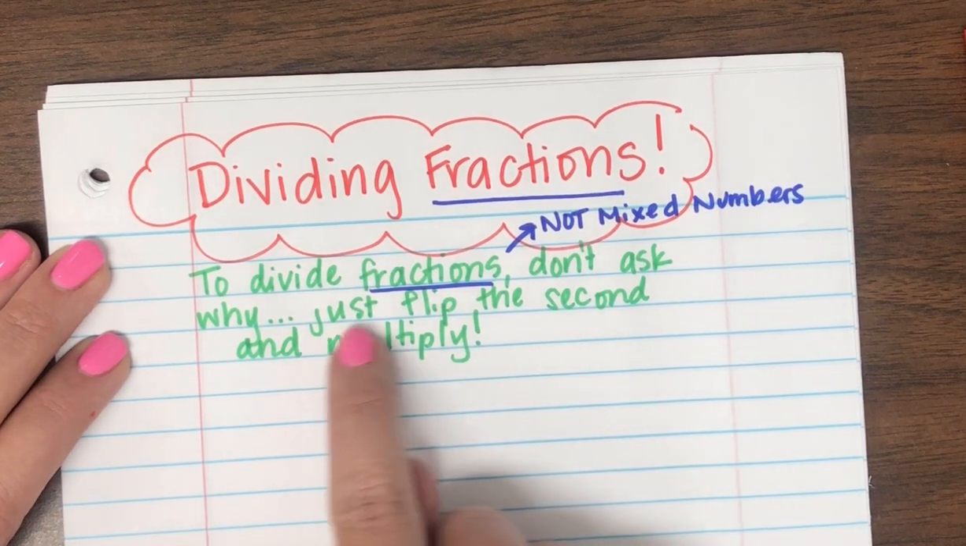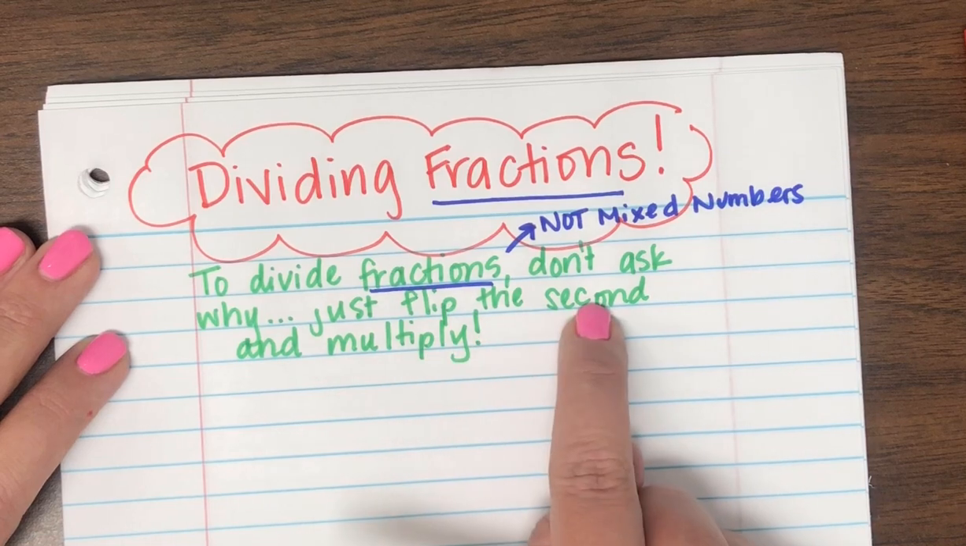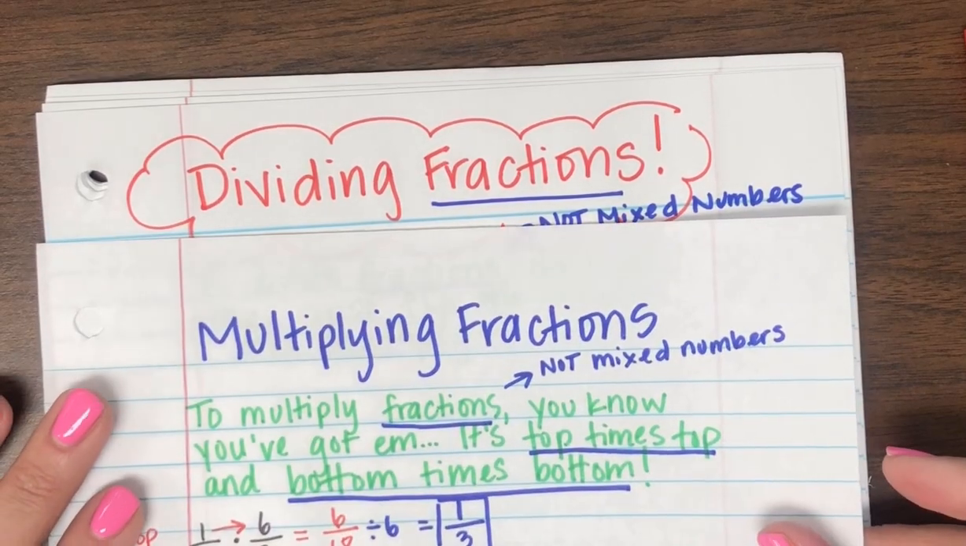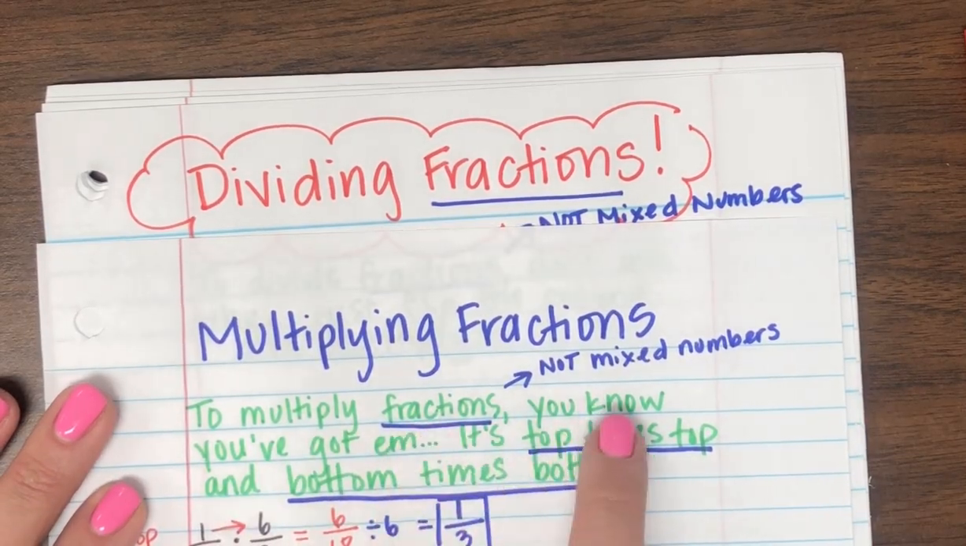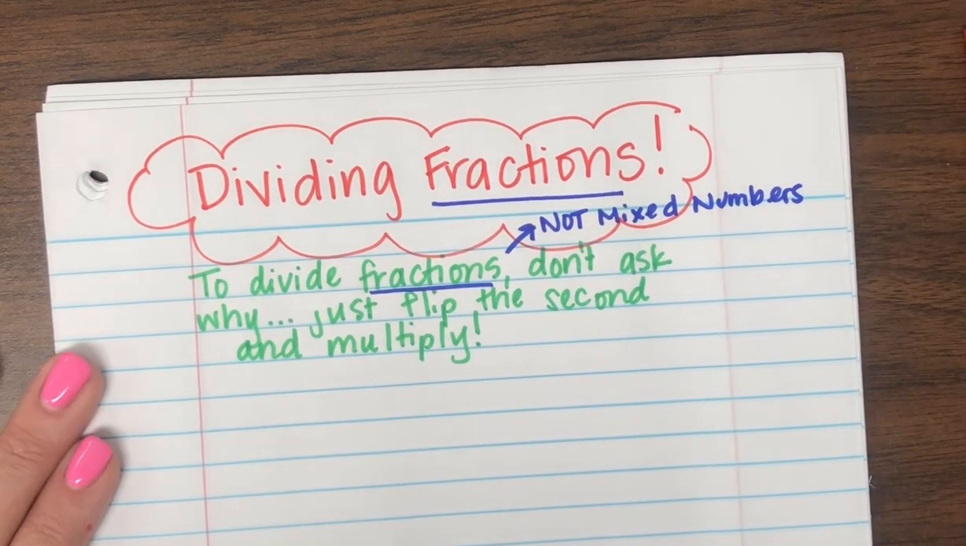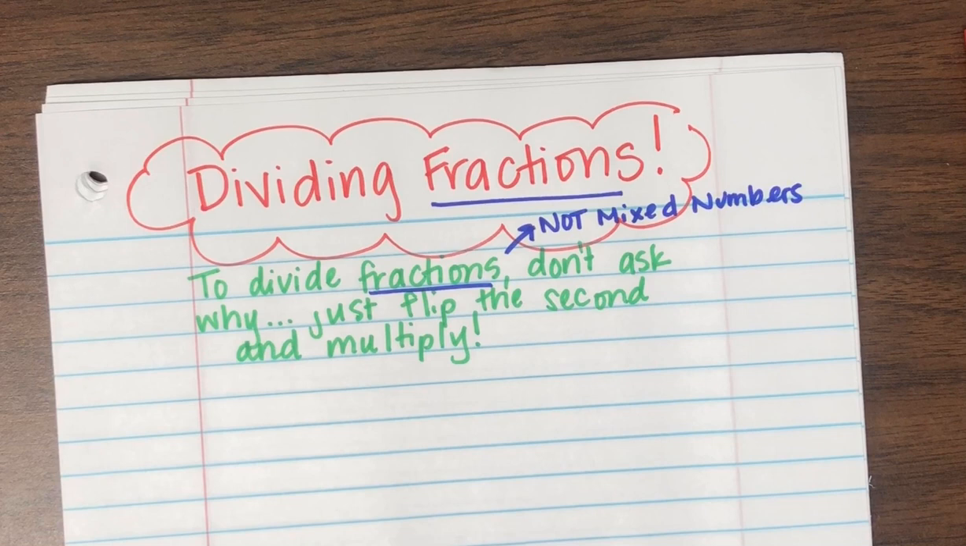But basically all you have to know is that you flip the second, and then every division problem, once you've done that, becomes a multiplication problem. So if you remember from yesterday that rhyme, then that's gonna help you when you're dividing fractions. So let's look at our notes from yesterday. So yesterday it said to multiply fractions, you know you've got them. It's top times top and bottom times bottom. So every division problem, once you flip the second fraction, is going to follow that same pattern as yesterday.